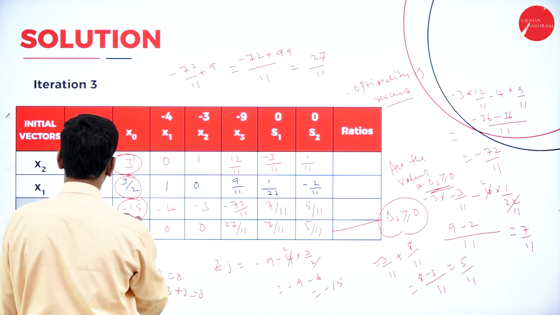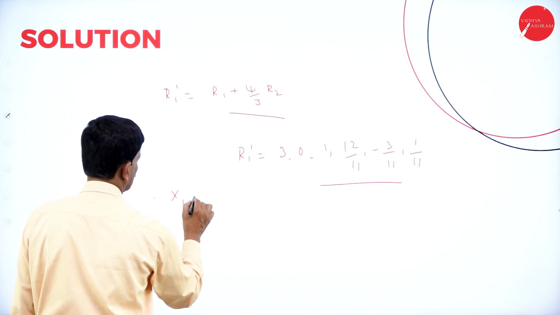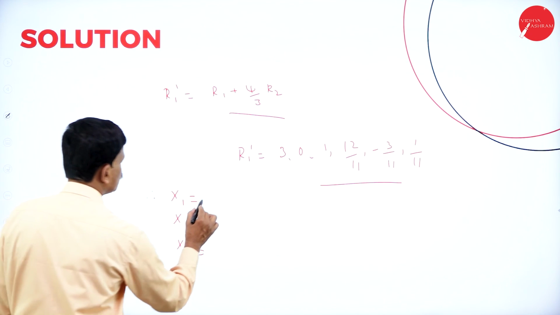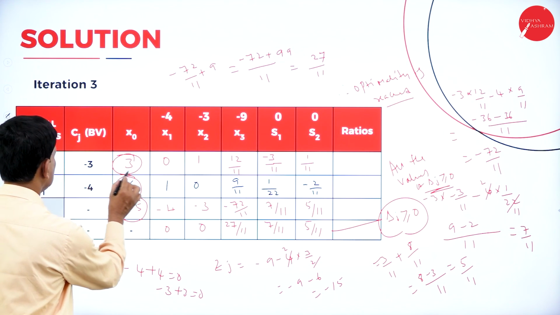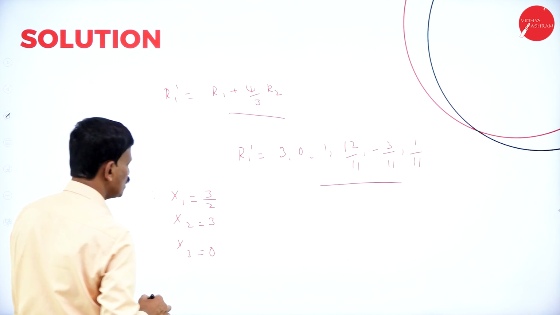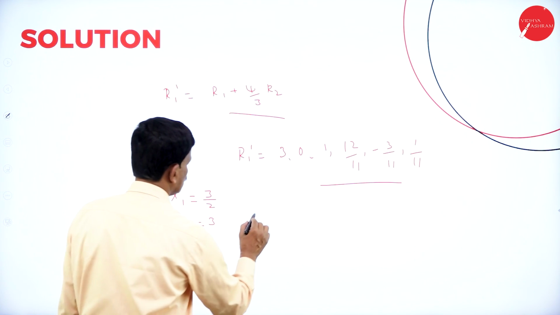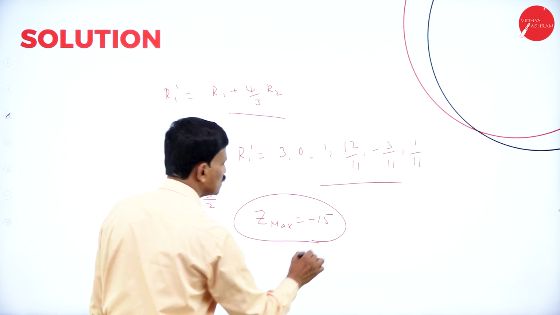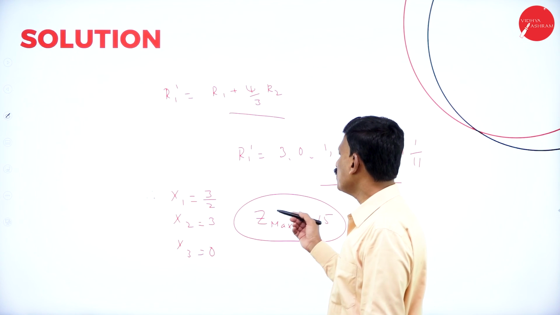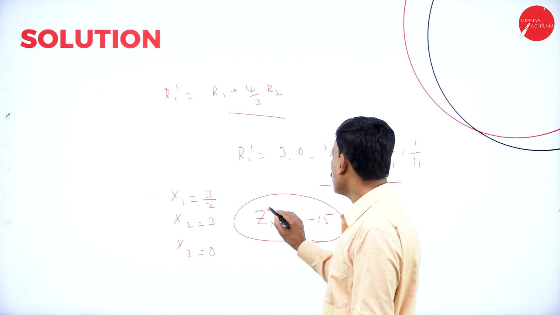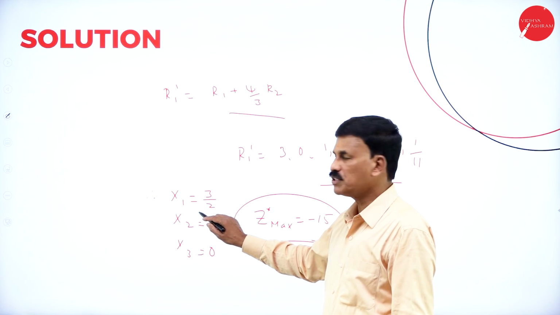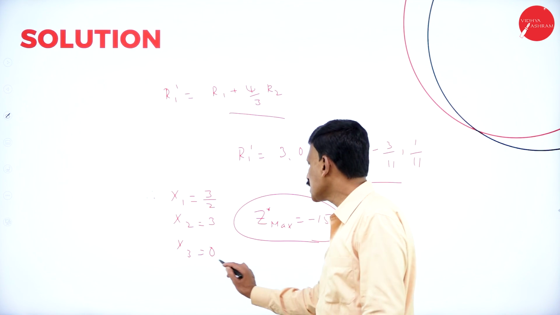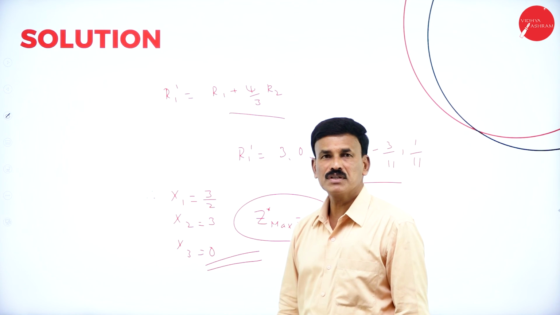So therefore x1, x2, x3 is equal to, what is x1? x1 is 3 by 2 and x2 is 3 and x3 we don't have, and the maximum value of Z is equal to minus 15. Okay. So hence the optimality is reached. Therefore Z star maximum is equal to minus 15 at x1 is equal to 3 by 2, x2 is equal to 3 and x3 is equal to 0. This is the solution for the given LPP.